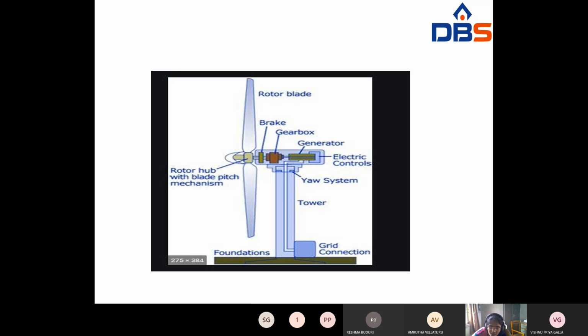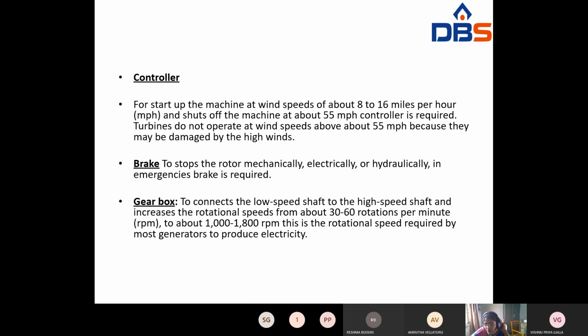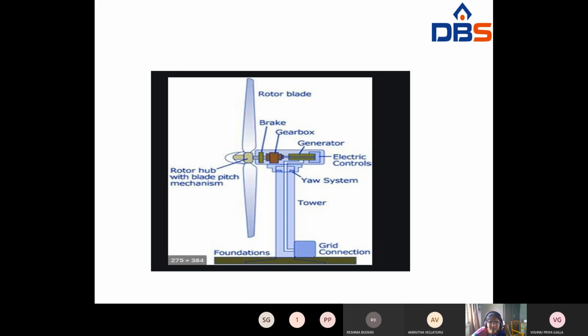Through the gearbox and this shaft, mechanical energy is given to the generator. At this time, the generator converts this mechanical energy directly into electrical energy. Okay, controller. Here you have the electric controllers.